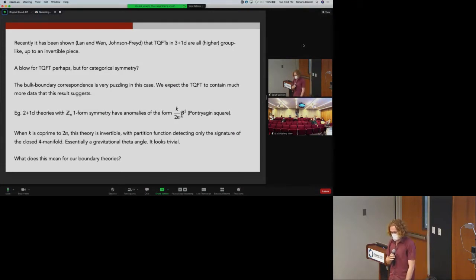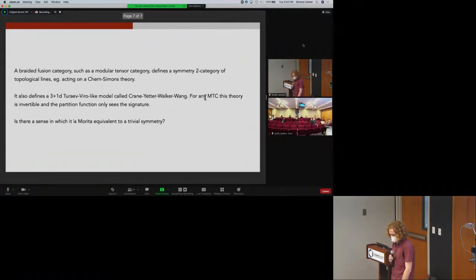So it doesn't seem to capture what we said, which is that essentially boundary conditions of such a theory should be the same as theories with one-form symmetry with this particular anomaly. It gets worse, of course.